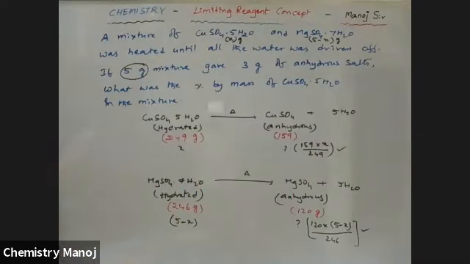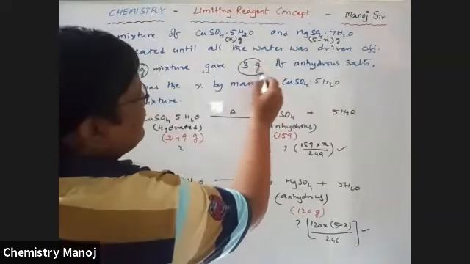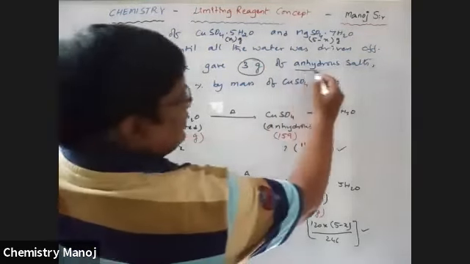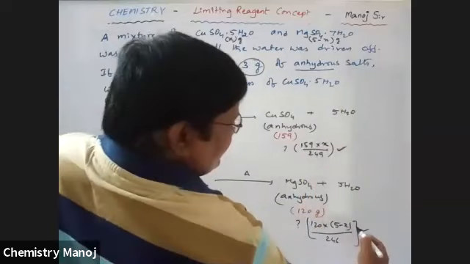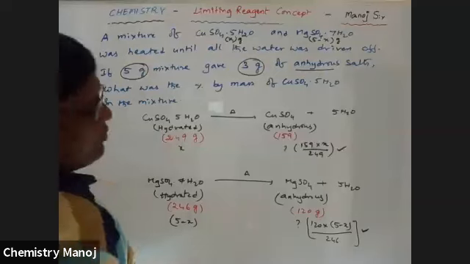3 grams. So these two values are equal to 3 grams. This is anhydrous substance. This is anhydrous. This is anhydrous. The total weight is 3 grams.